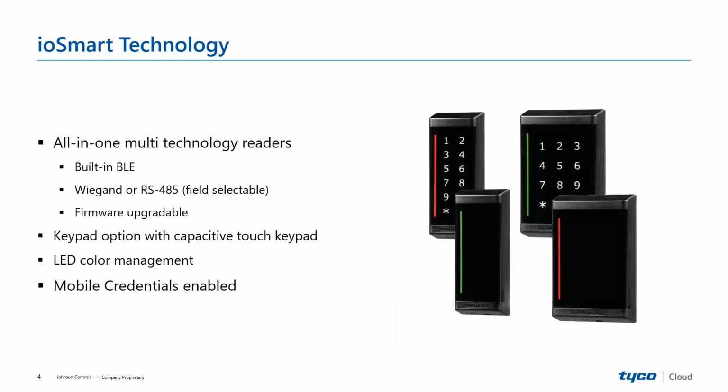So all our readers, as I was saying, have a built-in BLE. From day one, they have built-in BLE, all the way to the new ones, obviously. They are Wiegand or RS-485, but it's field selectable. Depending on how you wire up the reader on the controller, it'll be a Wiegand output or an RS-485 output for the Kantech controller. All right.